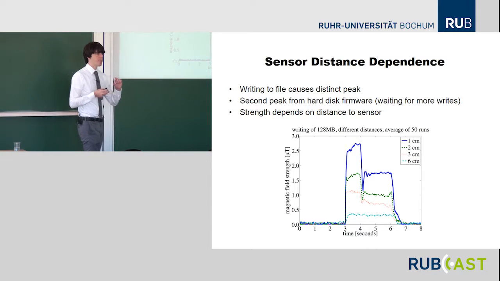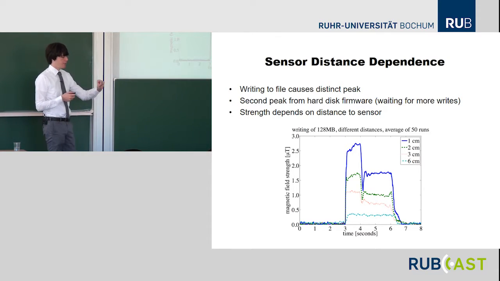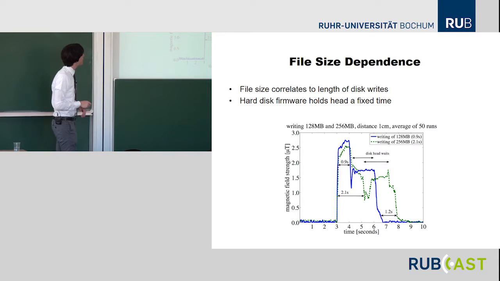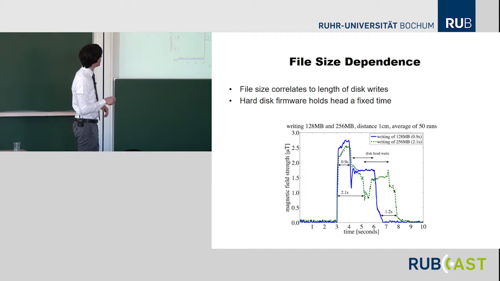But as I'll show in some pictures, it's more than sufficient. If you look at a server, the distance from the hard drive through the chassis to the top is 1 or 2 centimeters. So this is more than sufficient. And I already mentioned we looked at 128 megabytes versus 256 megabytes.